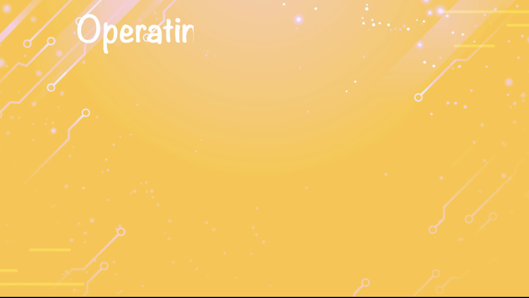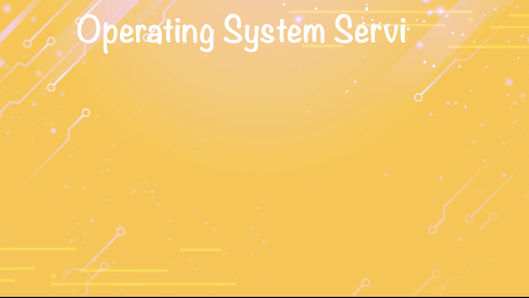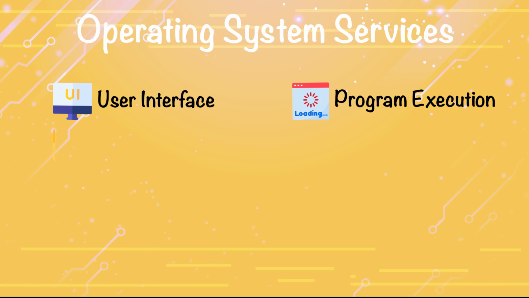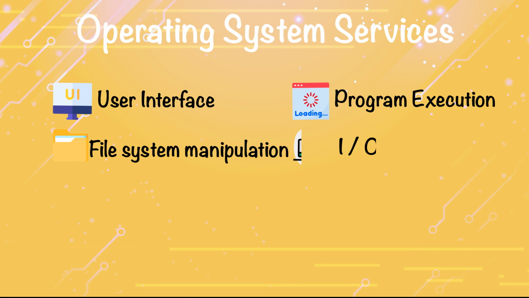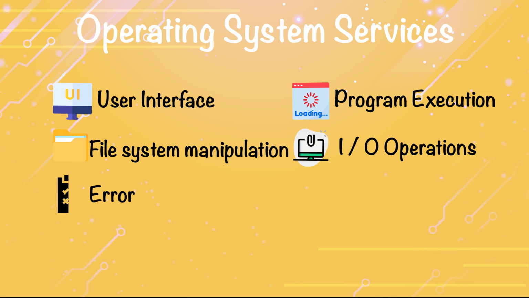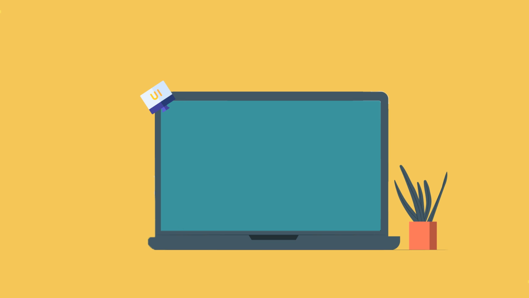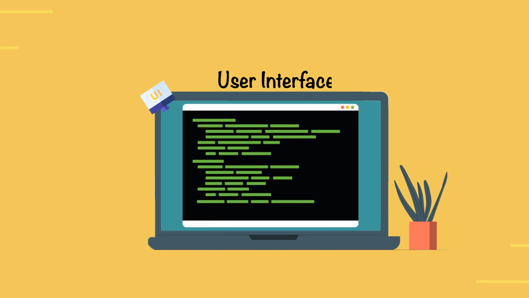What are the services provided by the operating system? User interface, program execution, file system manipulation, input-output operations, error detection, and security and protection. Usually, operating systems come in two types, depending on the interfaces. These interfaces are command line interface and graphical user interface, also called GUI. Let's get to know in brief about each of them.